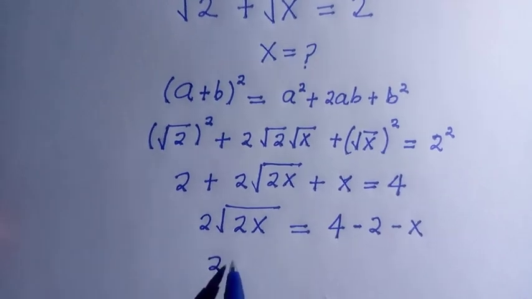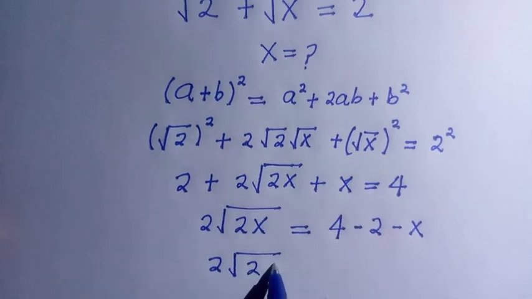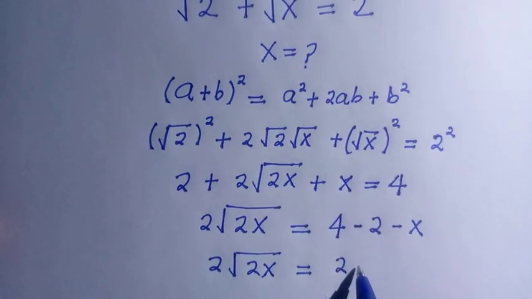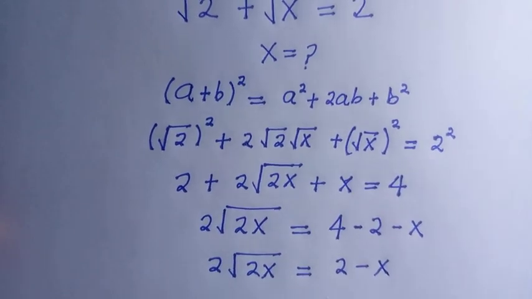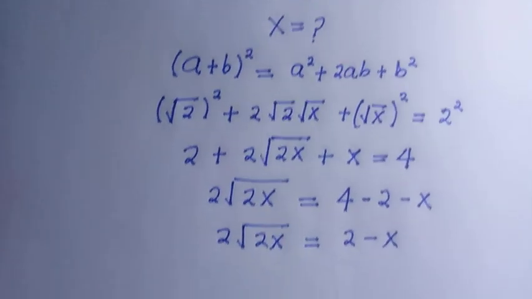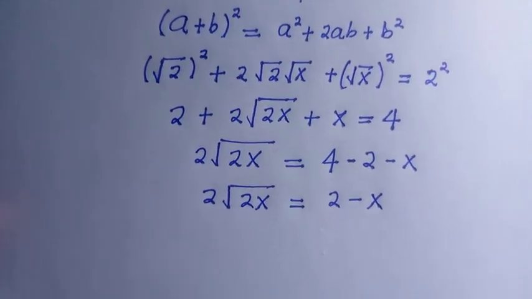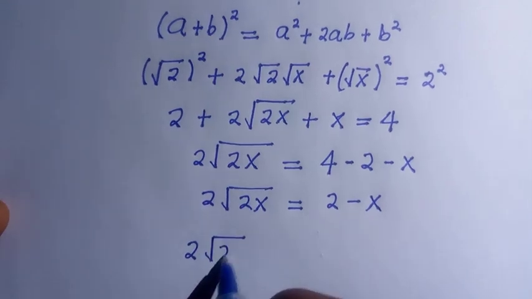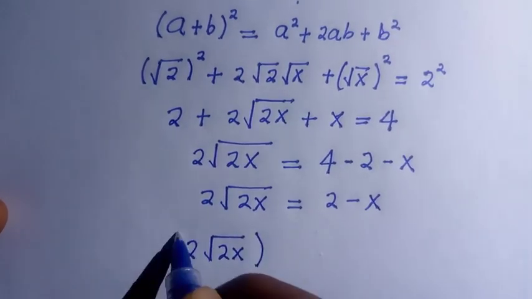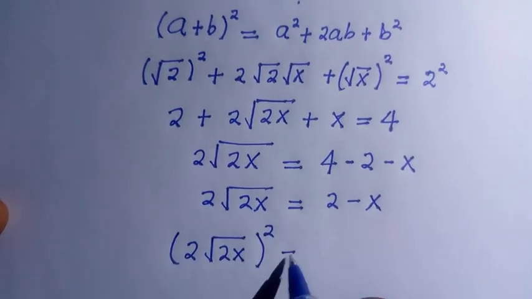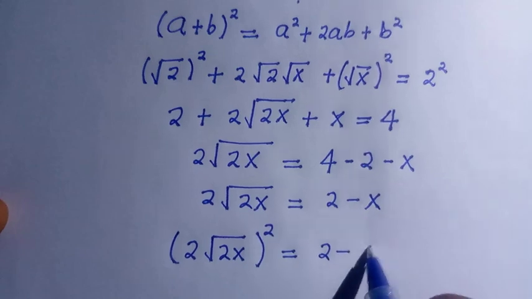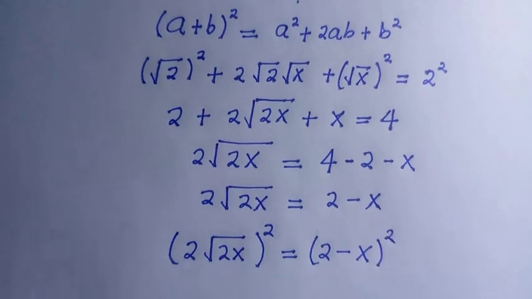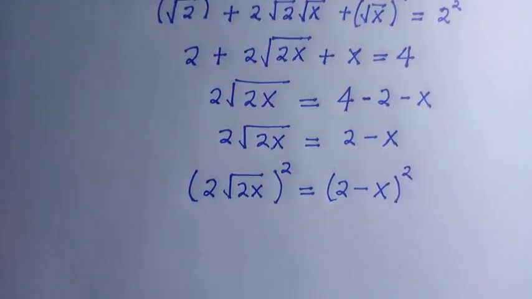So here we have 2 root 2x equals, 4 minus 2 gives us 2, then minus x. Having this, the next thing is we are going to take the square of both sides for the second time. By doing that, we have 2 root 2x raised to power of 2 equals 2 minus x raised to power of 2. The reason for this is to cancel the root.